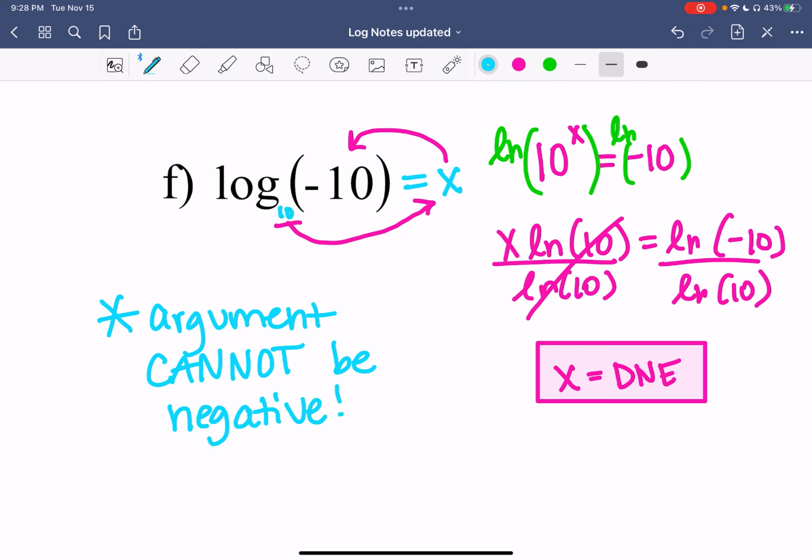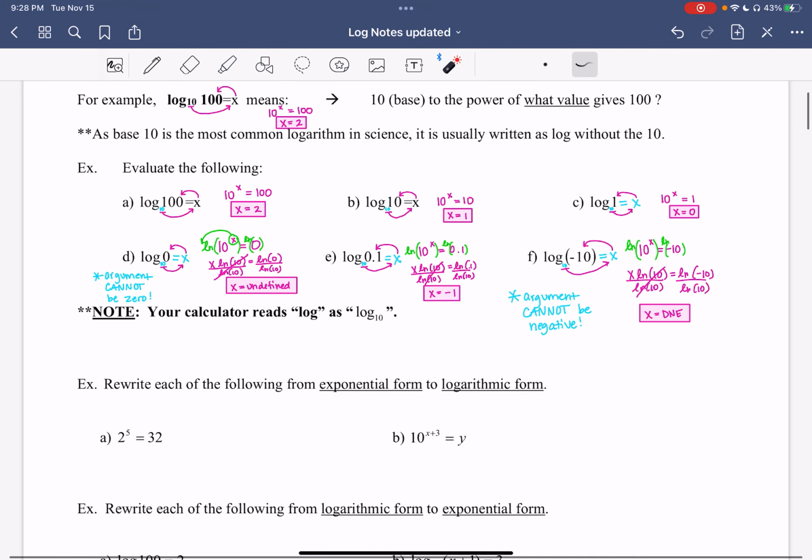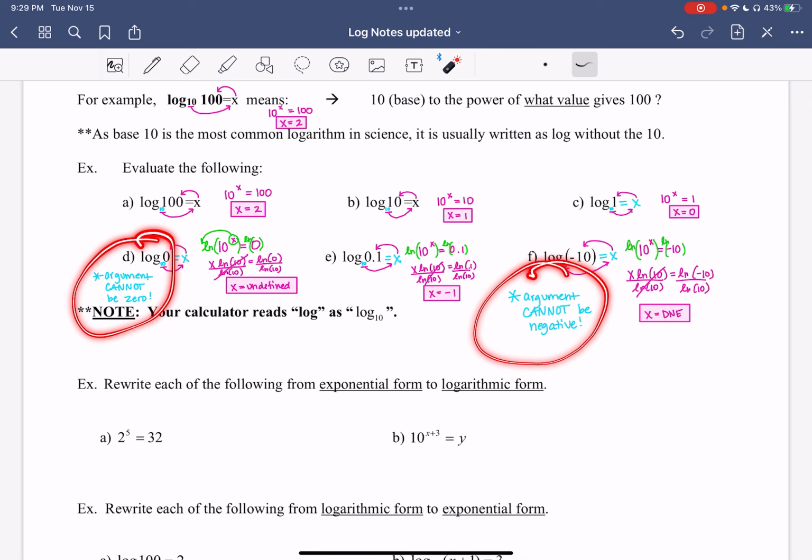So you now have two restrictions on your argument. It cannot be 0, and it cannot be negative. So it has to be a positive number in order for you to have a logarithm value.